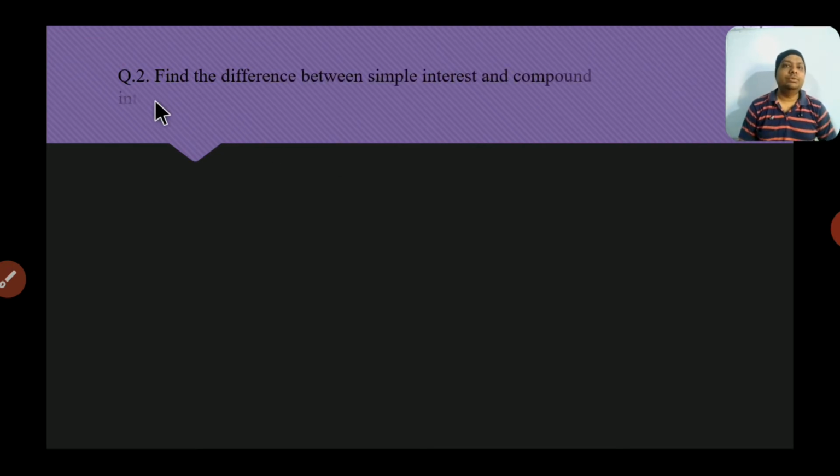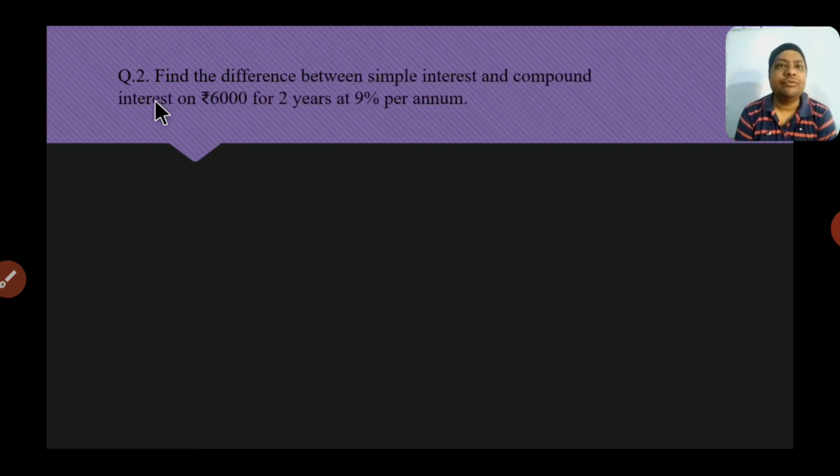Now students, let's solve another question. Now question number 2. We have to find the difference between simple interest and compound interest on rupees 6,000 for 2 years at 9% per annum. It means we have to find simple interest for the whole 2 years, and we have to find the compound interest for the whole 2 years again by the simple interest method. Okay, and then we will find the difference between them. Let's see. Let's find at first simple interest for 2 years.